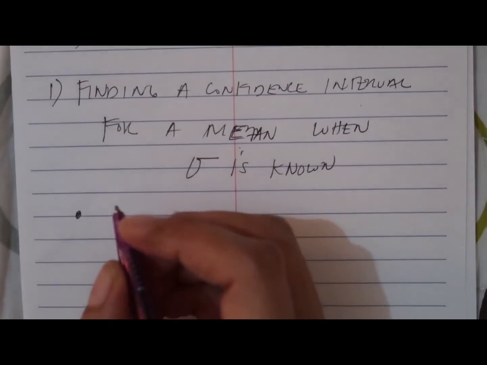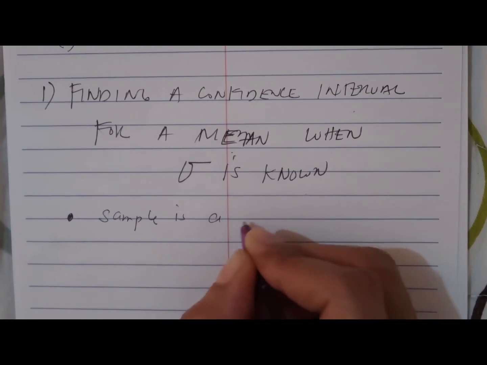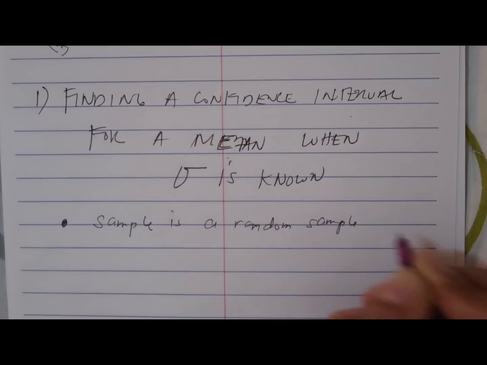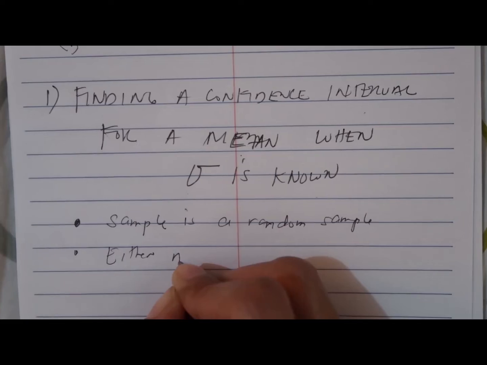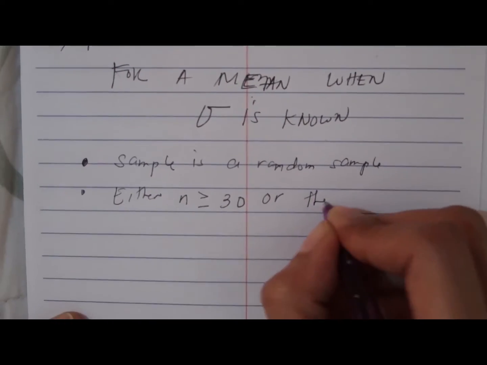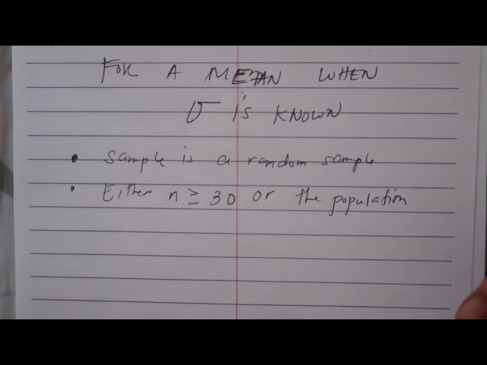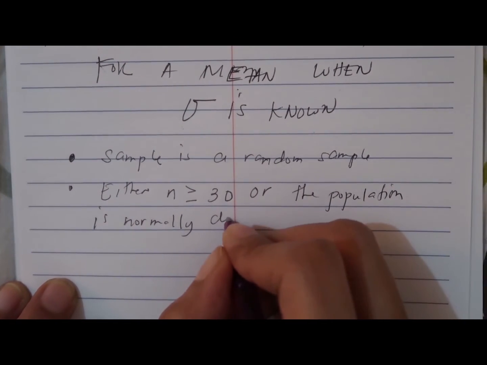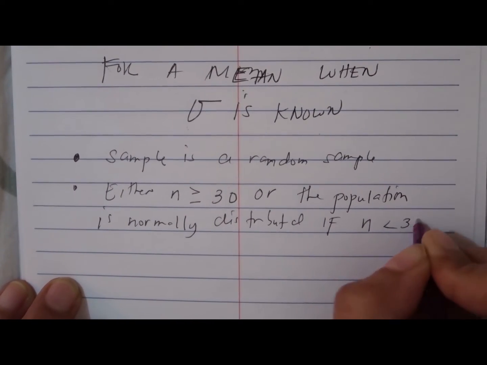The sample is a random sample. Next, either n is greater than or equal to 30, or the population is normally distributed if n is less than 30. Try to remember this, guys.